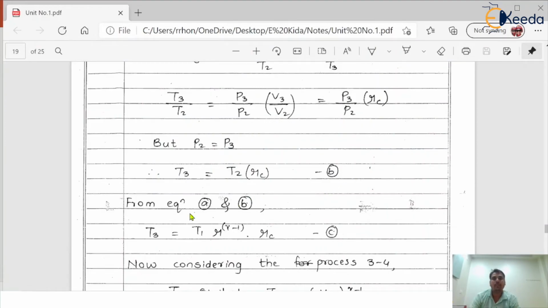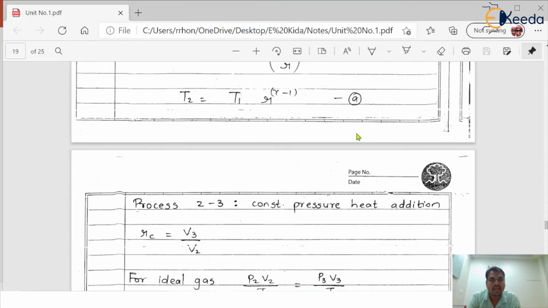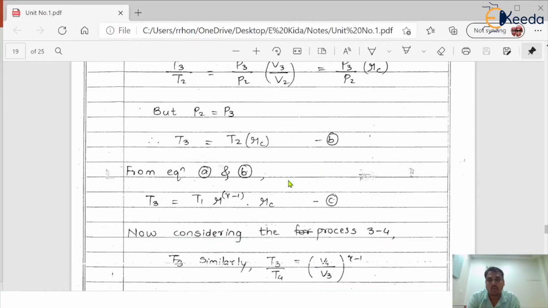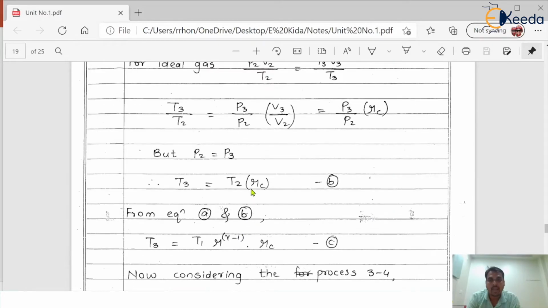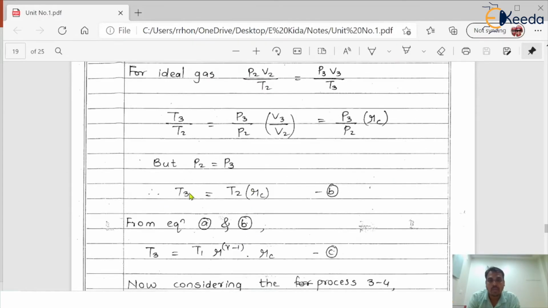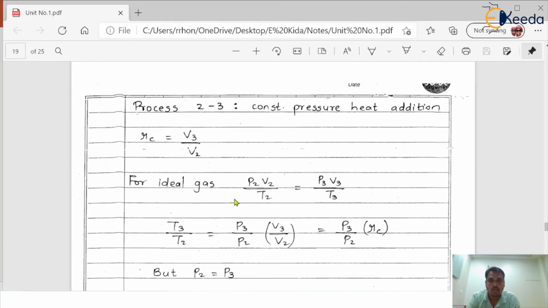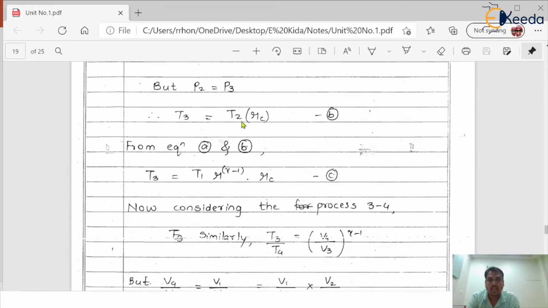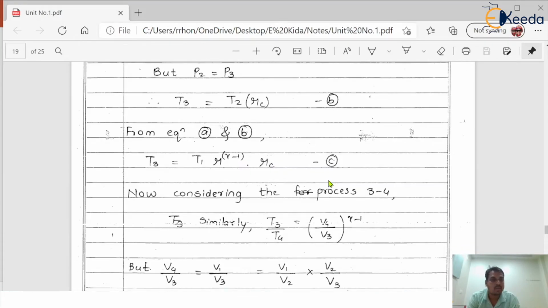Okay, so similarly from equation number A and B, what we can write? Here is equation number A and here is equation number B. So what we can write? Equation number A, and from equation number B, we can put the value of T2 over here because we already calculated the value of T2 in equation number A. So put this value in this equation and we can write the next equation. T3 is equal to T1 into R raised to gamma minus 1 into R suffix C. This is equation number C.